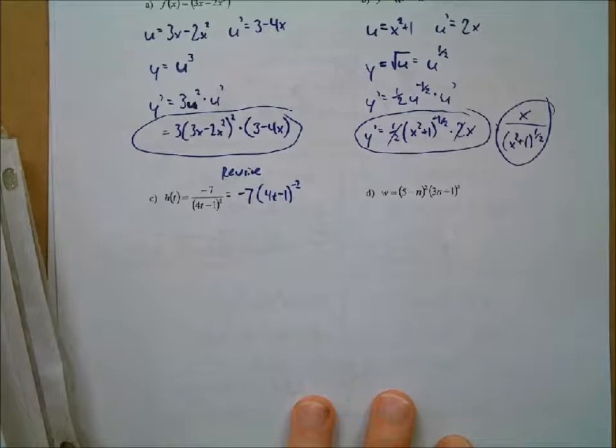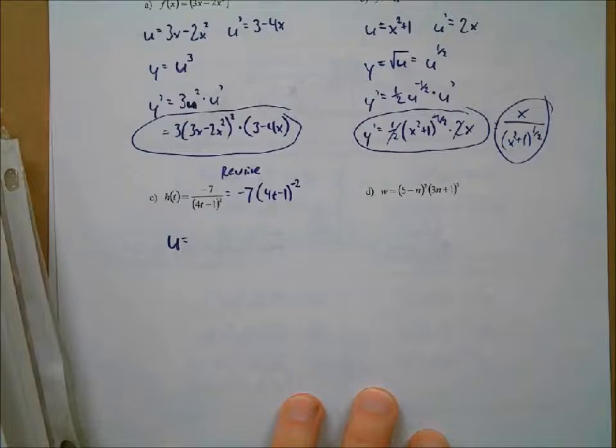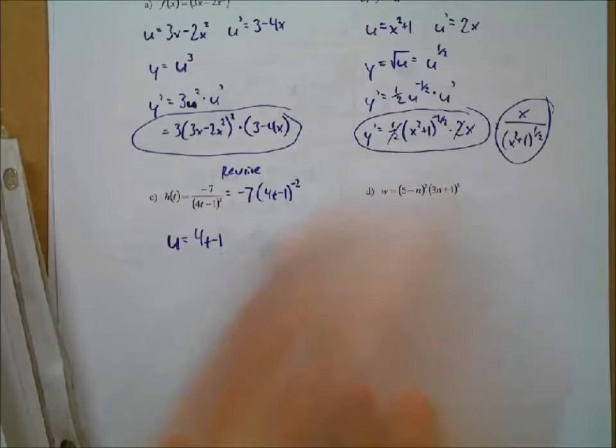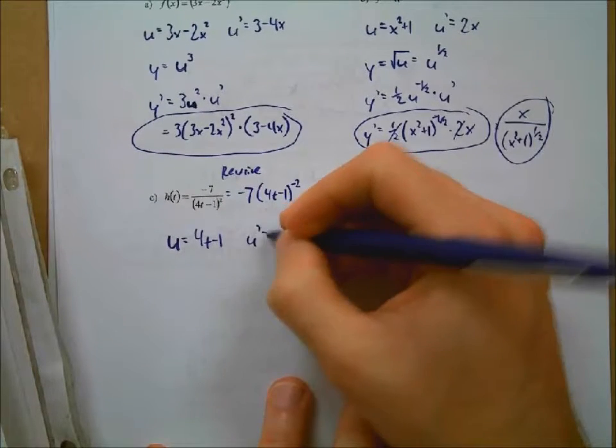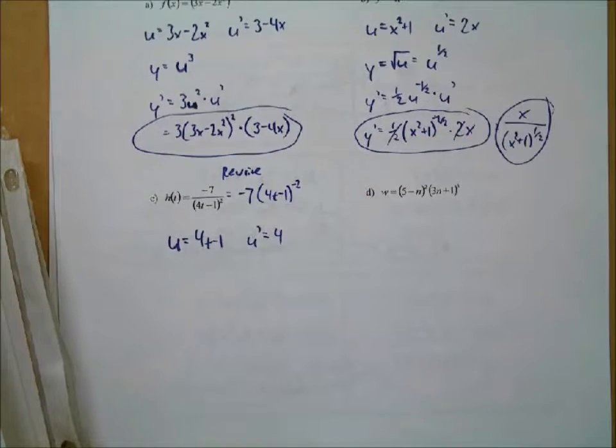Okay. What would our u be in this case? What's our inner kind of function? What's the function kind of on the inside? Yeah, 4t minus 1. Very good. And so that makes u prime equal to what value then? Just 4. Okay, very good.